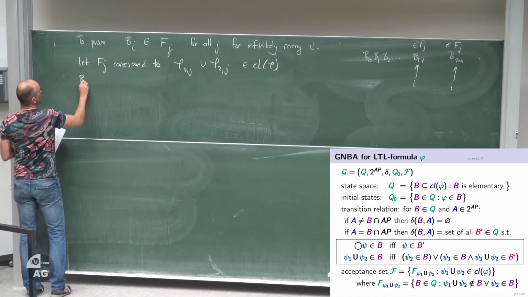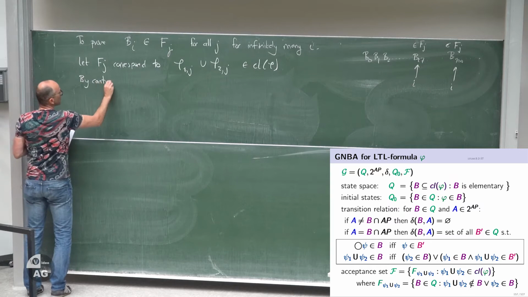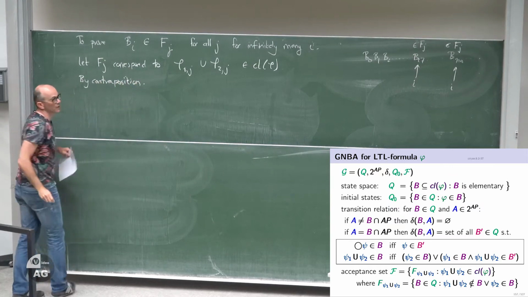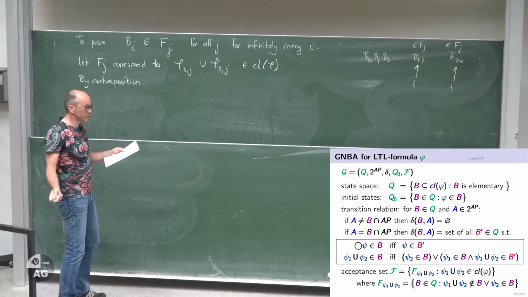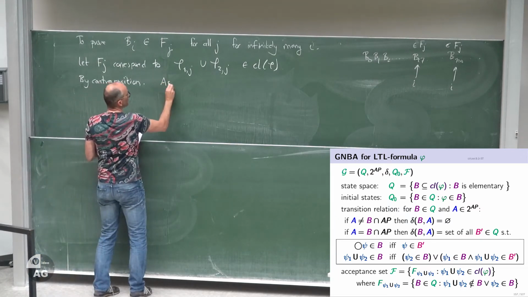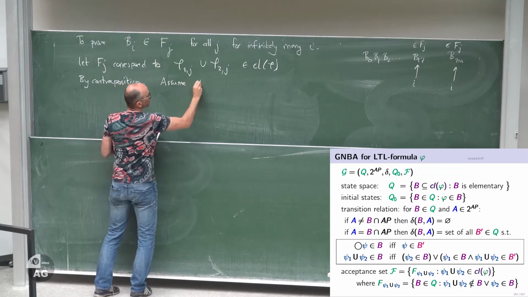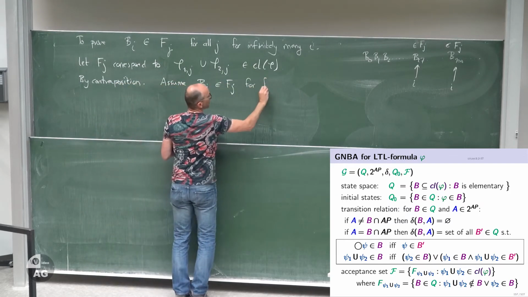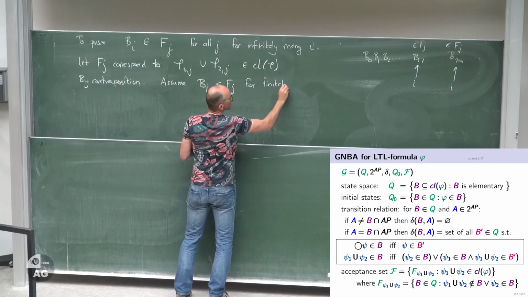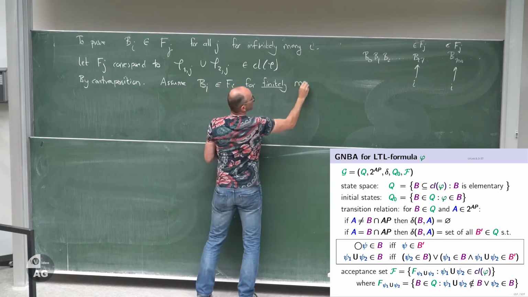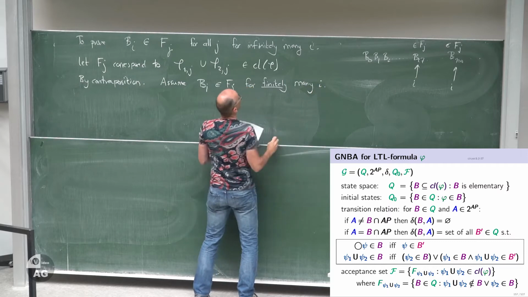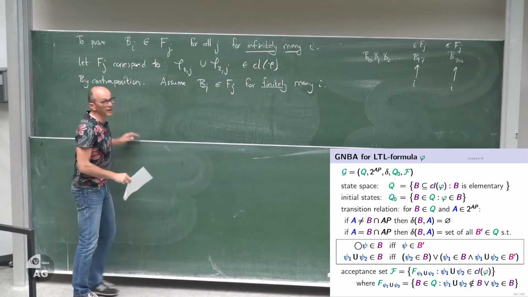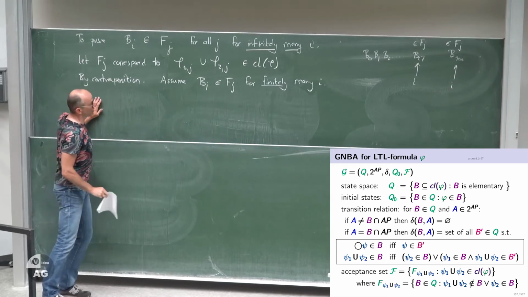Now we're going to show this by contraposition. That means I'm going to work towards a contradiction. So how do I get to a contradiction? We're going to assume that bi belongs to Fj for finitely many. Yeah, I need to prove it for infinitely many. Now I'm going to say it's for finitely many. And then let's see whether we can get a contradiction.